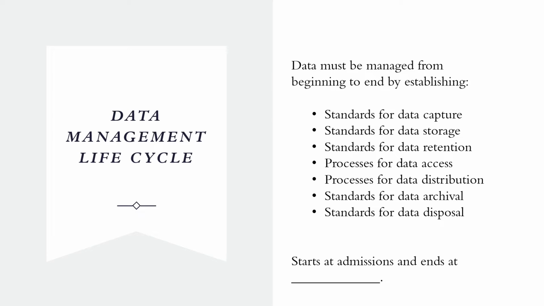A life cycle is made up of a series of successive stages and has beginning and end points. So whether you're a human, a plant, an animal, or a business, we all have life cycles. So from a systems perspective, a life cycle is a component of a larger system. Most people think that the data life cycle begins at admissions and ends at discharge, but it does not. Can you tell me, where does the life cycle end? The life cycle ends at destruction.